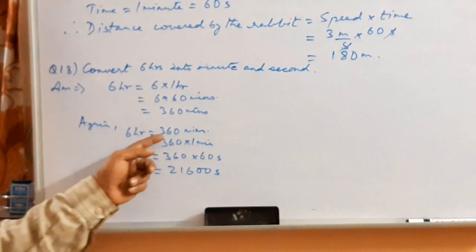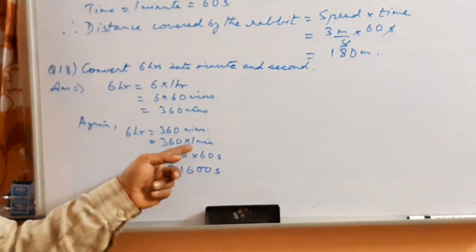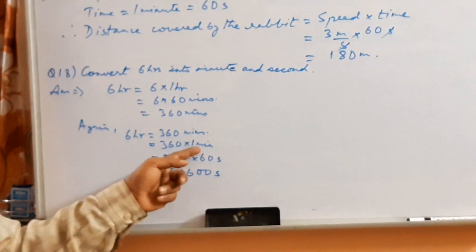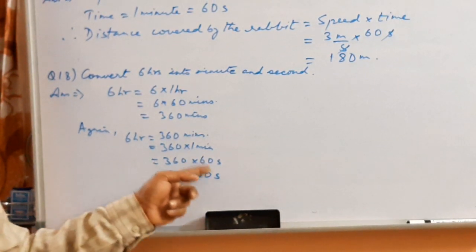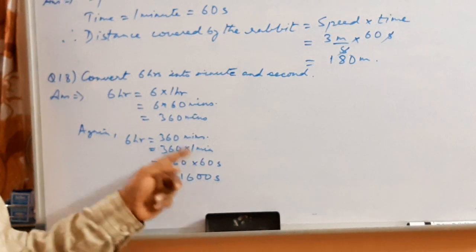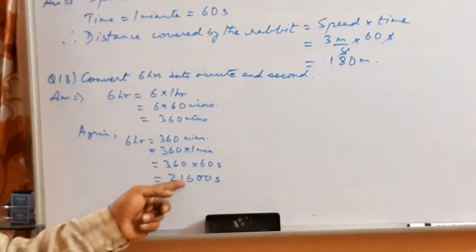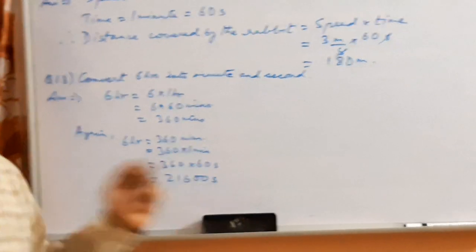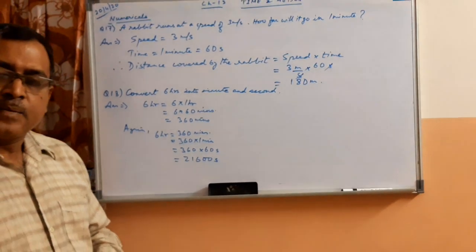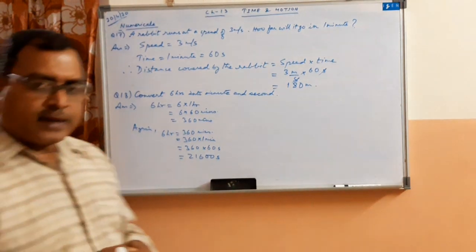Again, 6 hour equal to 360 minutes means 360 into 1 minute. Now 1 minute is converted to second. So 360 into 60 second. You know that 1 minute equal to 60 second. So now multiply and get 21600 second. Clear? Now let us do the next question.